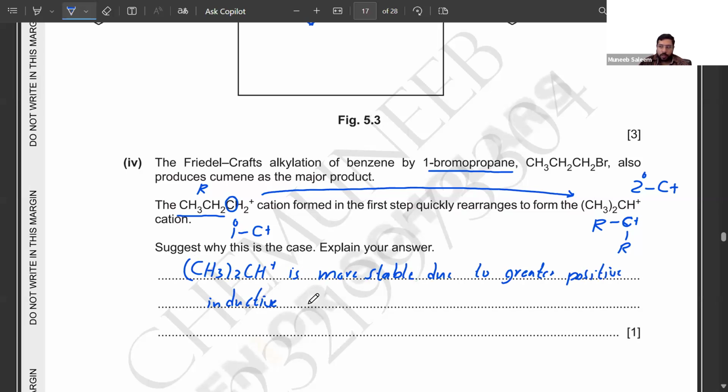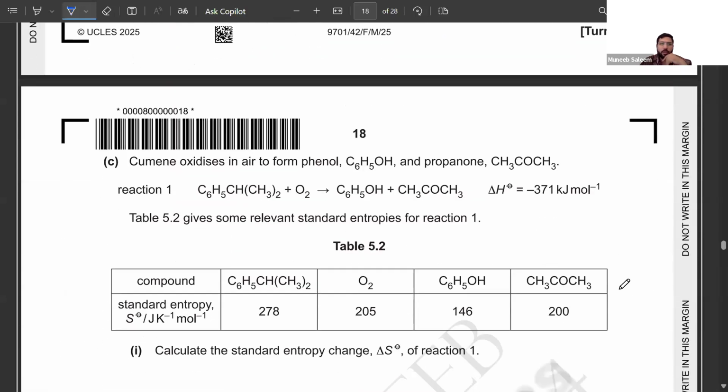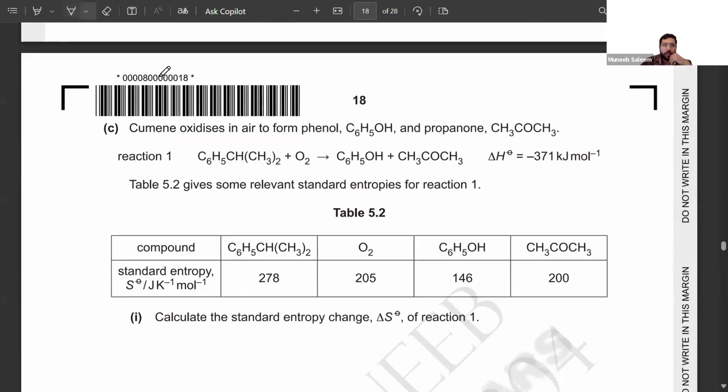Positive inductive effect of alkyls. That's why the tertiary carbocation is more stable than the primary carbocation. Now the next question, C part: cumene oxidizes in air to form phenol and propylene.